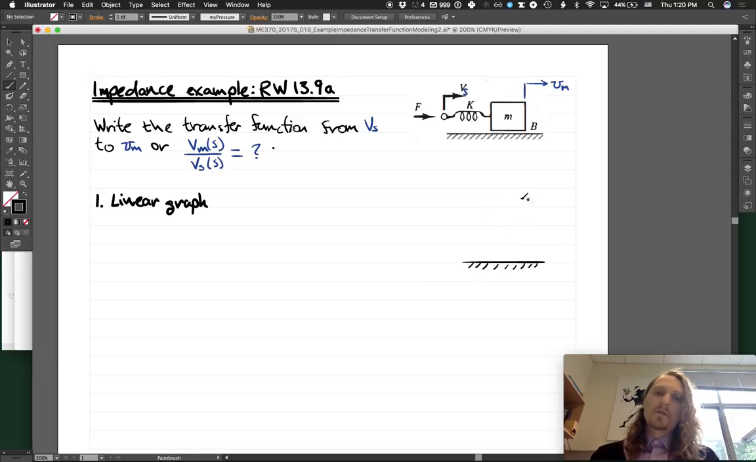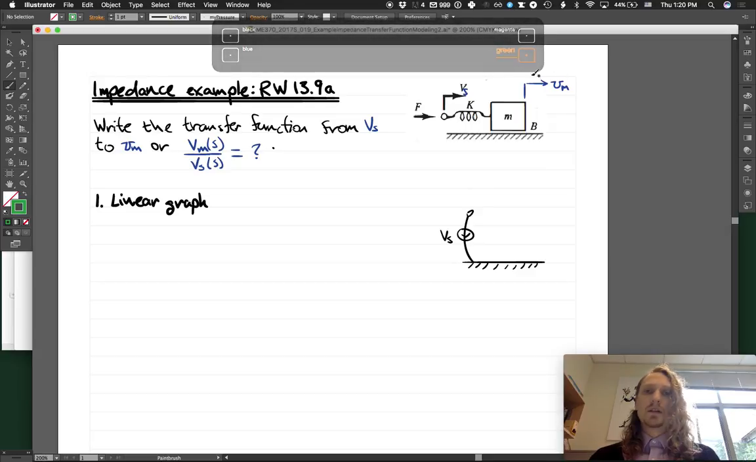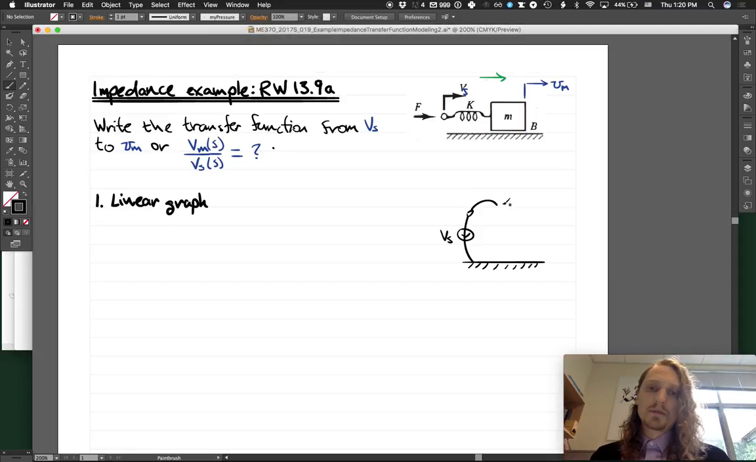So we have our ground node here. We have a velocity source, Vs, so we can draw that in. We didn't draw our coordinate arrow direction, so let's draw it in the direction of the velocity source, drawing the arrow down to ground. We have our spring K. And then we have the mass node, which is always going to connect to ground, and we also have a damper that connects to ground as well. So that is our linear graph.